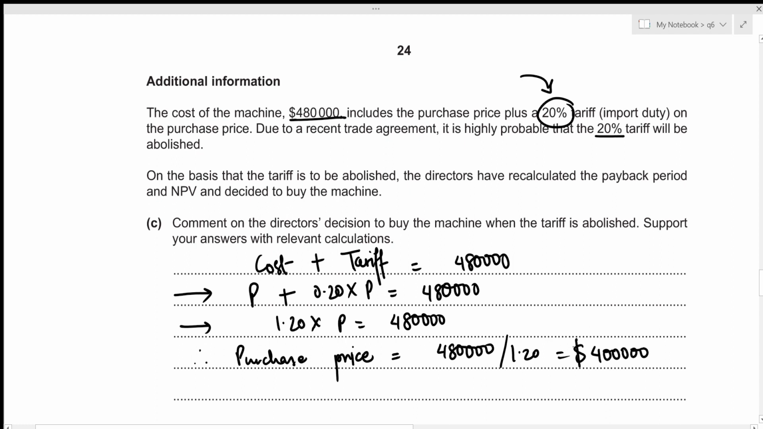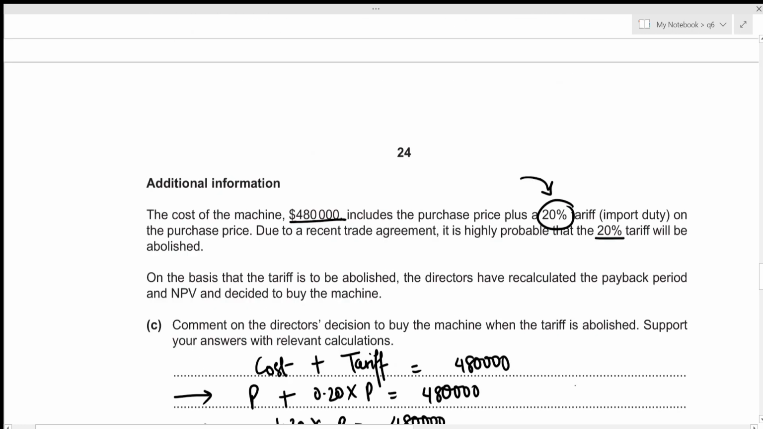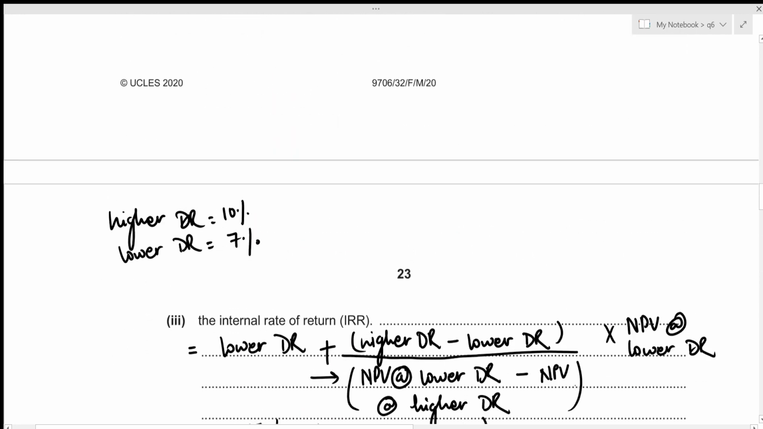Okay, this just means that the tariff is the difference between 480,000 and 400,000, which results in the value of 80,000. Now we no longer have to pay 80,000. So from the initial investment, we could deduct the 80,000, right? Let's have a look above.